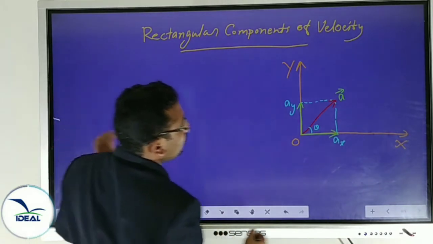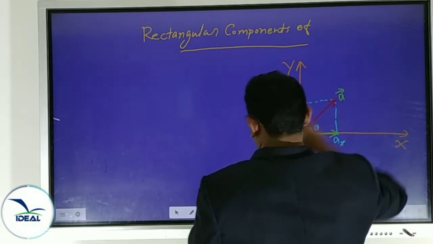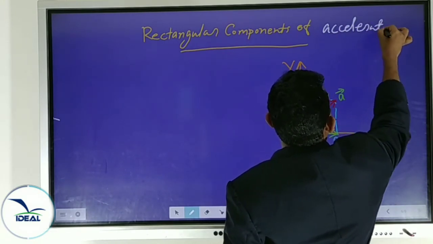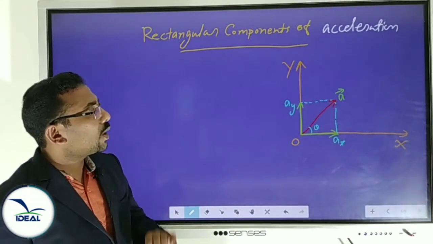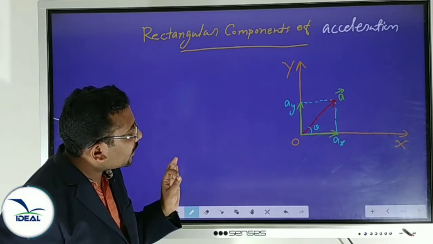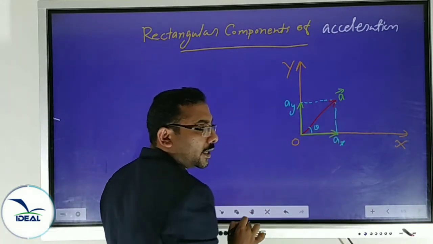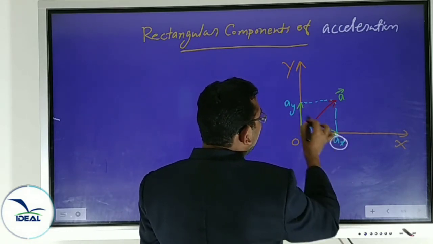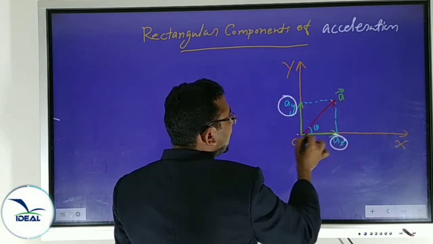A rectangular component of acceleration, not velocity, acceleration. In two dimensions, there are two accelerations, one in the x direction and the second one in the y direction. That is, the acceleration A is a vector quantity. It can be split into two rectangular components, ax and ay. Split the vector A into x direction and y direction.